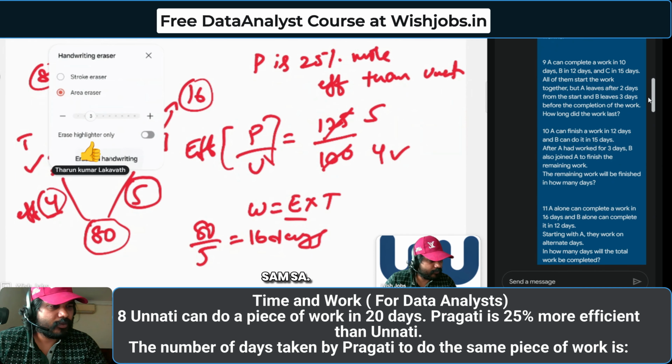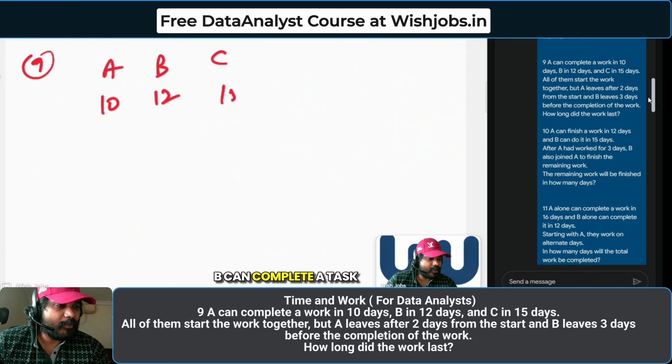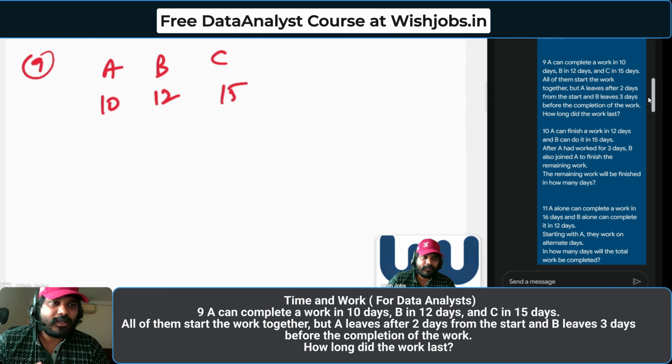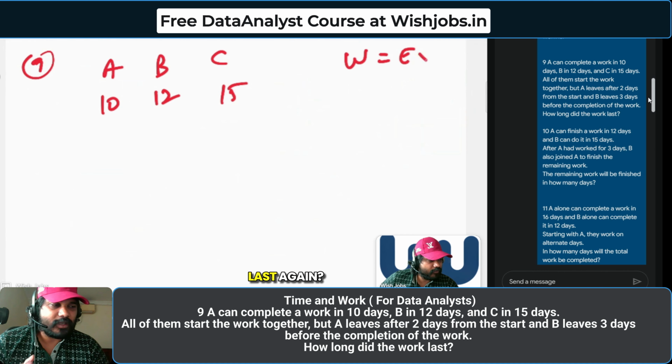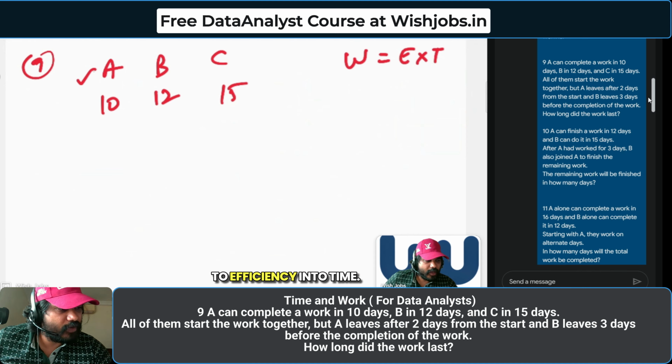A can complete a task in 10 days, B can complete a task in 12 days, C can complete the task in 15 days. All of them start work together, but A leaves after 2 days from the start and B leaves 3 days before completion of the work. How long did the work last? Again, you need to remember work equals efficiency into time.